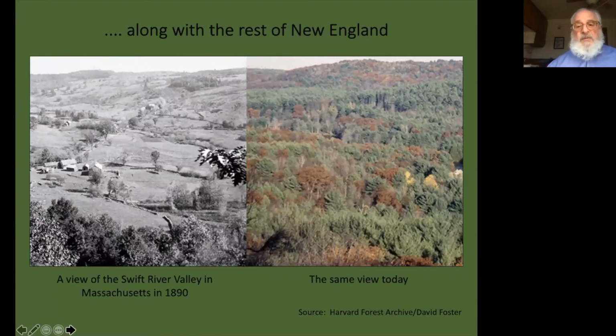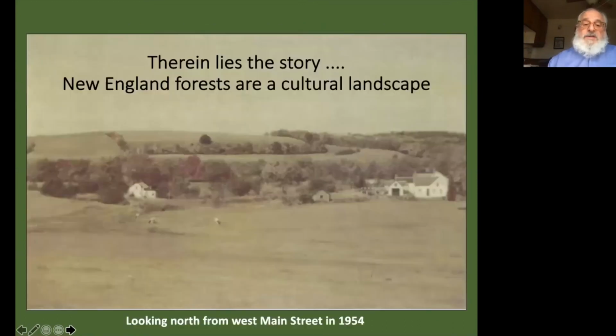We may have some nuances here, but here's a picture taken by the former Harvard Forest director, David Foster, of exactly the same landscape. He found a picture from 1890 and he went back and took a picture of it today. And you can see that we have reforested in New England in general, and certainly in West Newbury. Well, therein lies the story.